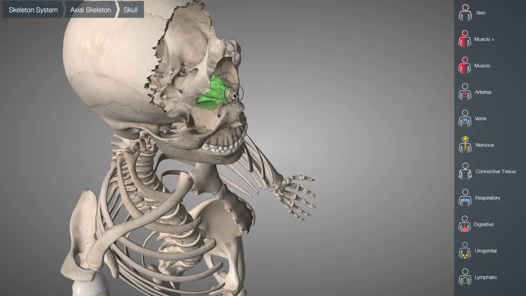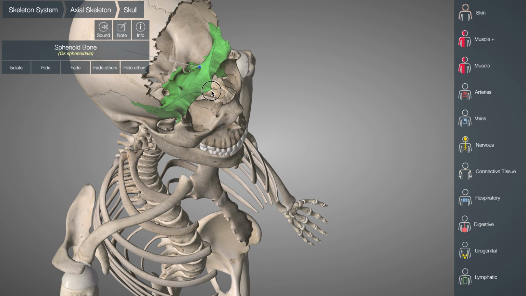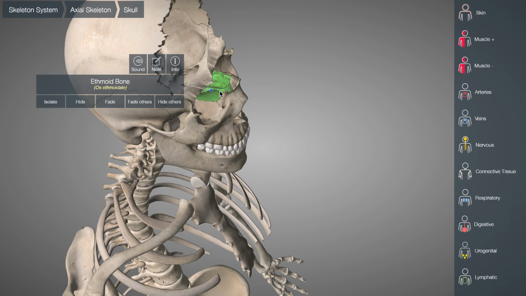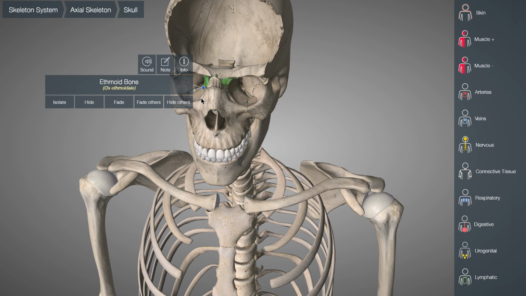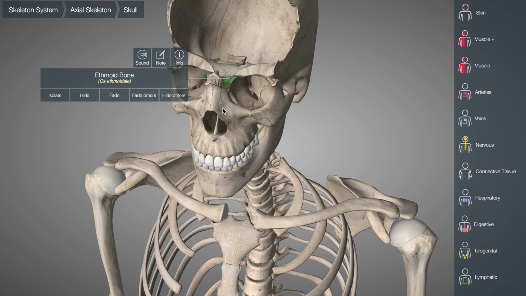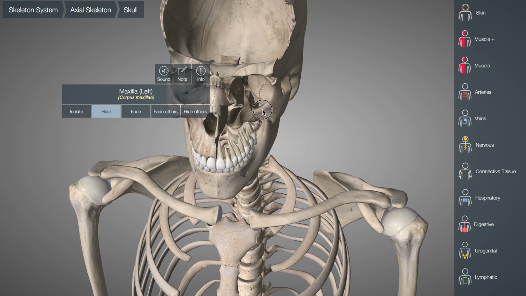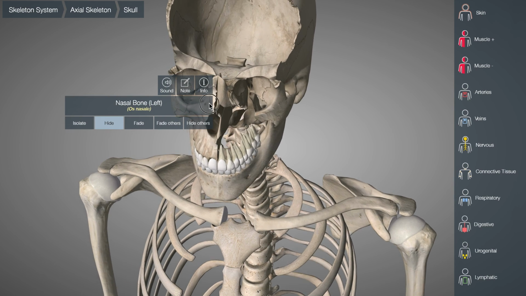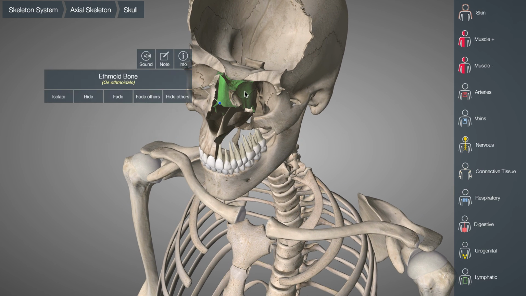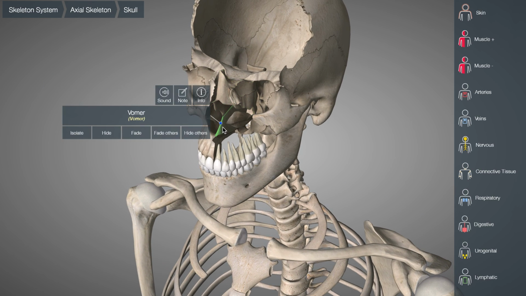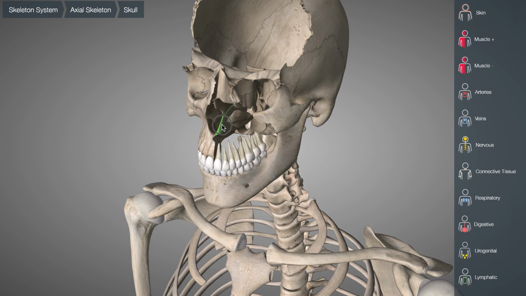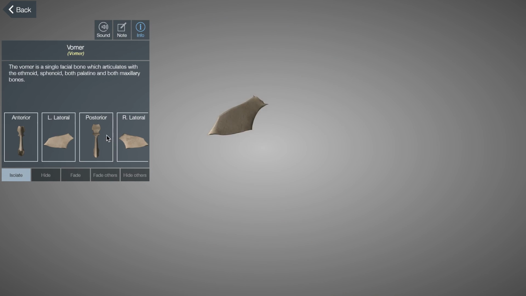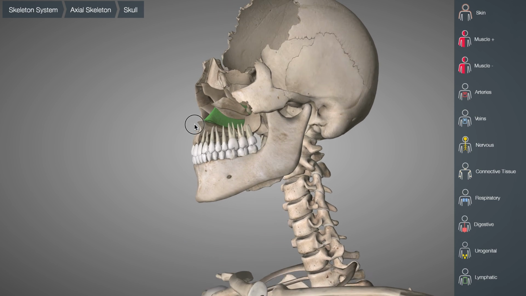The ethmoid bone is actually superior to another bone. I'm going to need to hide some of these so you can see it. So this is the ethmoid right over here. You also have this bone right over here that's called the vomer. So the vomer, I'll go ahead and isolate it. It's quite a flat bone. That's just medial in the skull. All right. And it actually articulates with another bone called the palatine.